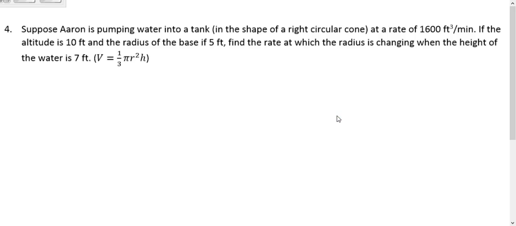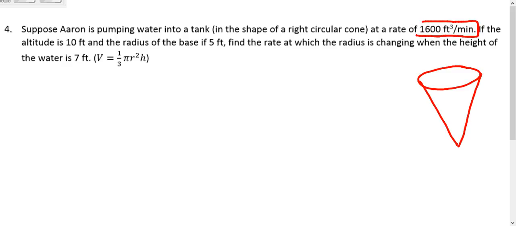Okay, let's look at this next problem. Suppose Aaron is pumping water into a tank in the shape of a right circular cone. That just means that our tank looks like this, circular, and here's our cone shape, at the rate of 1,600 feet cubed per minute.